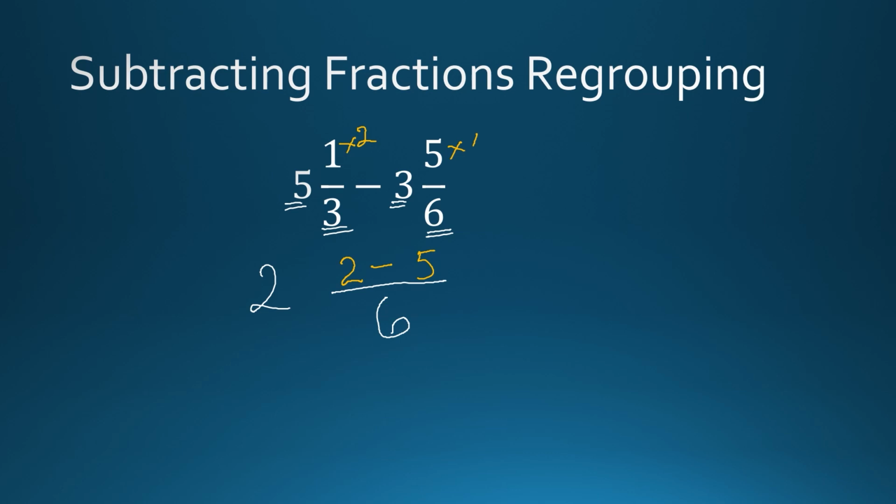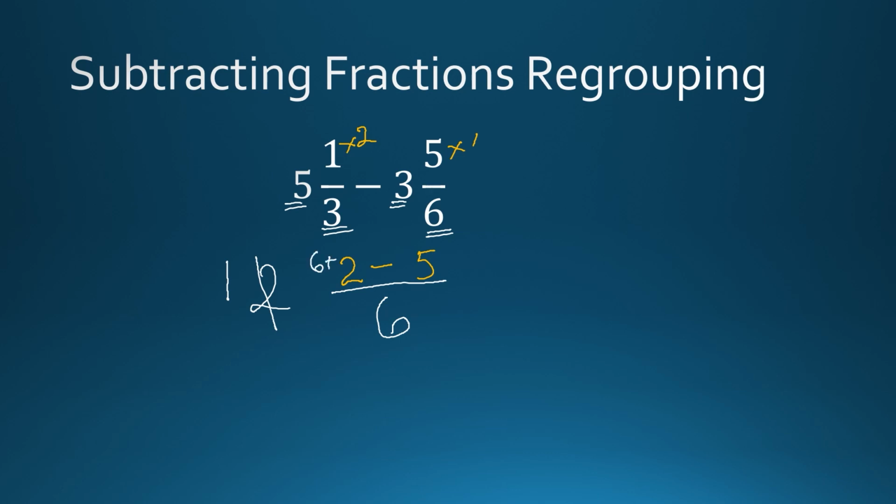We're going to borrow 1 from the whole number. So if I borrow 1 from this whole number, I would remain with 1. Now, the 1 that I'm borrowing, I cannot just put this 1 here. This is going to be incorrect. The 1 that I am borrowing is 6. So it's going to be whatever the denominator is. Okay, so the 1 that I'm borrowing is 6.